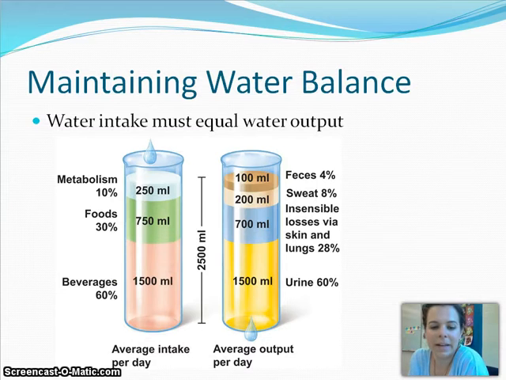And so on an average day, you should take in as much water as you output. You take in water through your metabolism, through creating energy, through your foods, and through your beverages. So mostly through what you drink. So make sure you're drinking lots of water. And then you output urine about 1,500 milliliters, or 60% of the water loss is through urine. Some of it's through sweat. Some of it is just out of your lungs and skin. And some of it is through your feces.